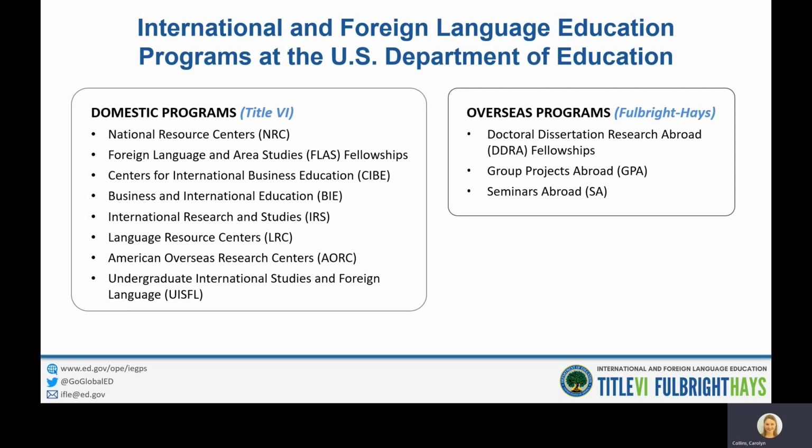As you'll see on this slide, we administer 11 different programs. The programs can be organized into two buckets. One is our Title VI programs, which act more on the domestic side of things, and these include the National Resource Centers, Foreign Language and Area Studies Fellowships, Centers for International Business Education, Business and International Education, International Research and Studies, Language Resource Centers, American Overseas Research Centers, and Undergraduate International Studies and Foreign Language program. Our overseas programs, or Fulbright-Hays programs, include the Doctoral Dissertation Research Abroad Fellowships program, the Group Projects Abroad program, and finally, the Seminars Abroad program.